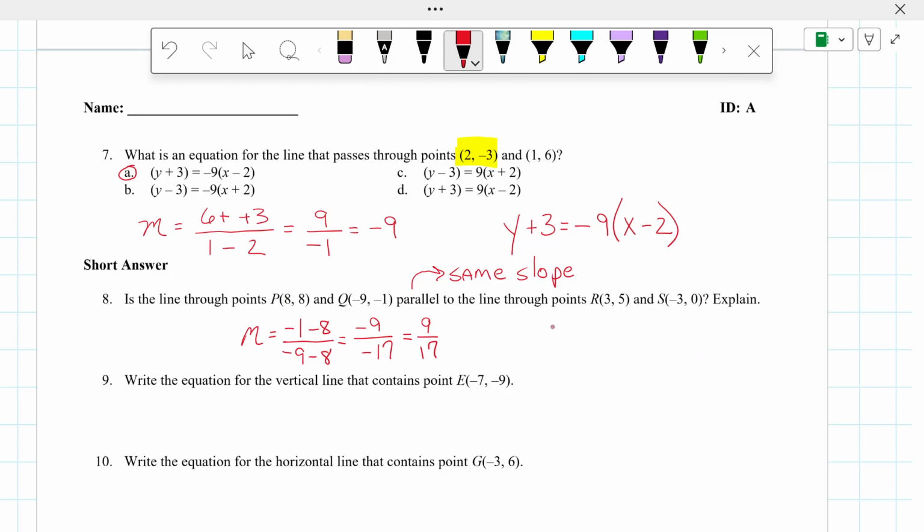So let's just find the slope of the second line. In the numerator, we've got 0 minus 5. You can kind of stop right now, can't you? In the denominator, we have negative 3 minus 3. Well, in the numerator, 0 minus 5 is negative 5. It's not 9, is it? In the denominator, negative 3 minus 3 is negative 6. Our slope of the second line is 5/6. Are the lines parallel? No. They have different slopes.